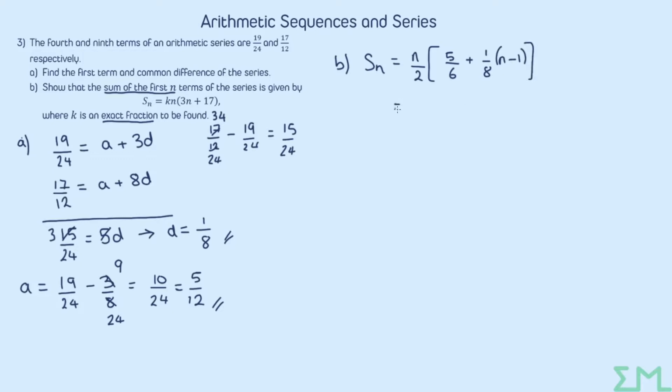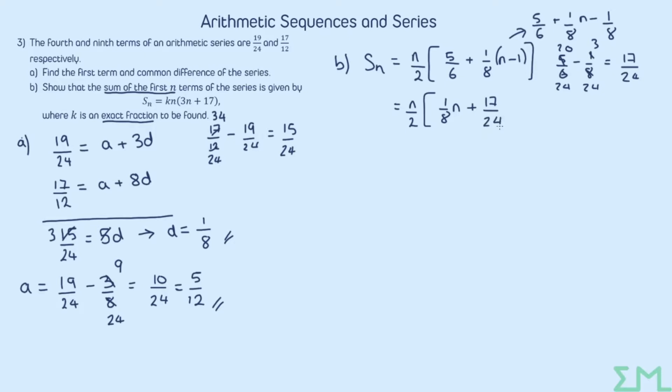Okay, let's continue to tidy this up. So this is going to be 5 over 6 plus an eighth n minus an eighth. So we need to do 5 over 6 minus 1 over 8. So let's make these both 24. So here we had to times by 4, so that's 20. Here we had to times by 3, so that's 3. So that gives us 17 over 24. So in here we are going to have an eighth n plus 17 over 24.